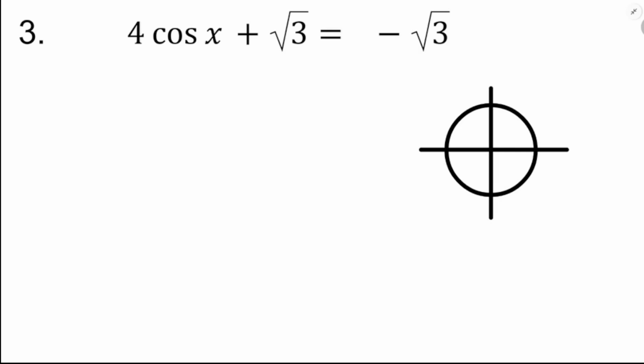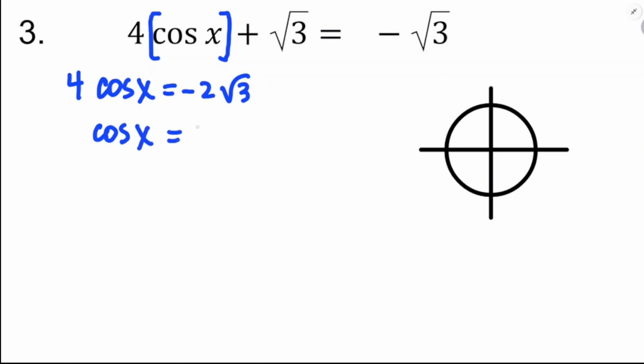Now this next one, we're going to have to do a little bit of work first. We're going to need to start by isolating the trig function. So we need to isolate that cosine x. So first we'll get rid of that square root of 3. I'll say 4 cosine x equals negative 2 square root of 3, because I have negative square root of 3, and I'm going to subtract another square root of 3. Then I'll divide both sides by 4.